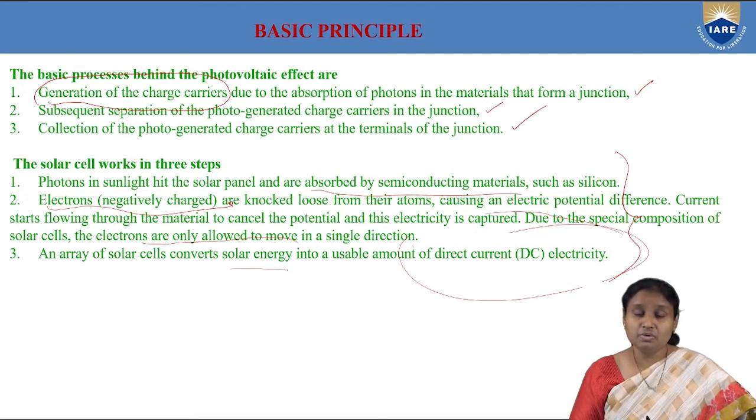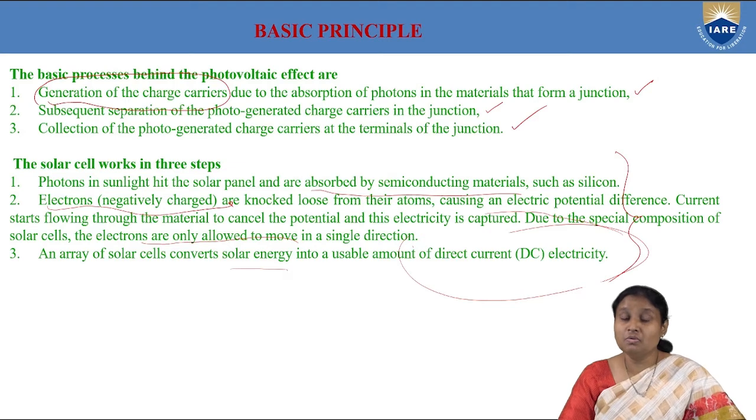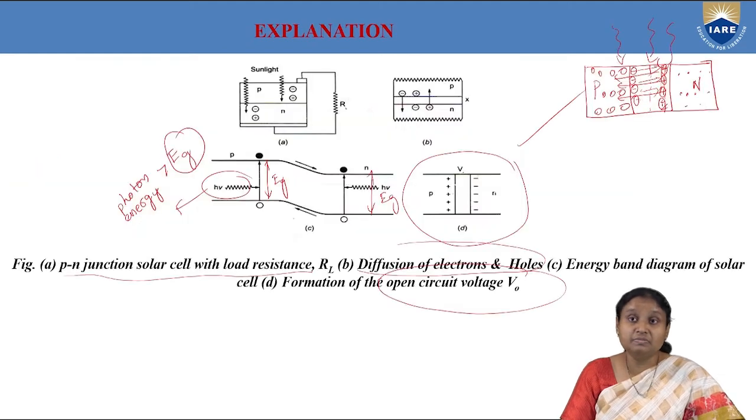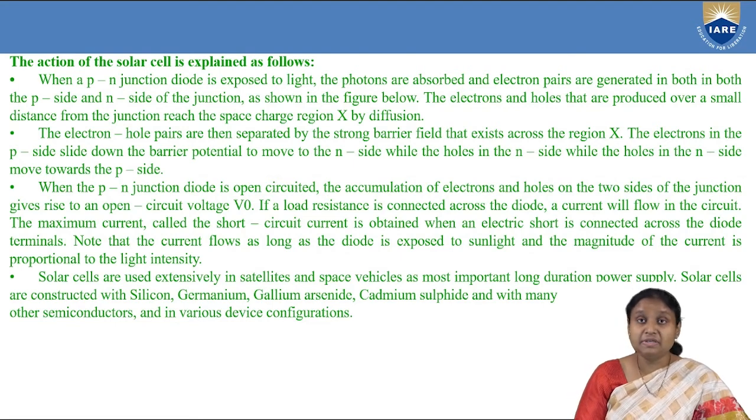So what is the output we are going to get from a solar cell? Direct current. We are going to get our electricity from solar panels because all those solar cells make electrons move in one specific direction. So this is the basic principle involved in a solar cell. Whatever we have discussed here is explained in this PPT.